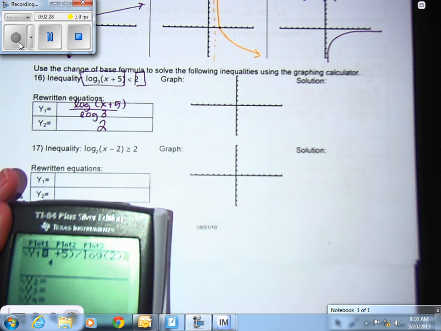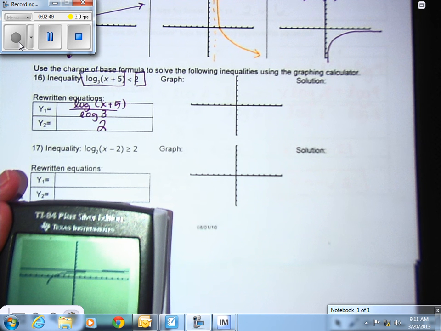When you've got that typed in for y1, you're going to go to y2, and, oh, that should have been log of 3, I'm sorry. Log of 3. Then you're going to go down to y2, and just type in the number 2, and look at the graph. There's the log expression, and there's 2.